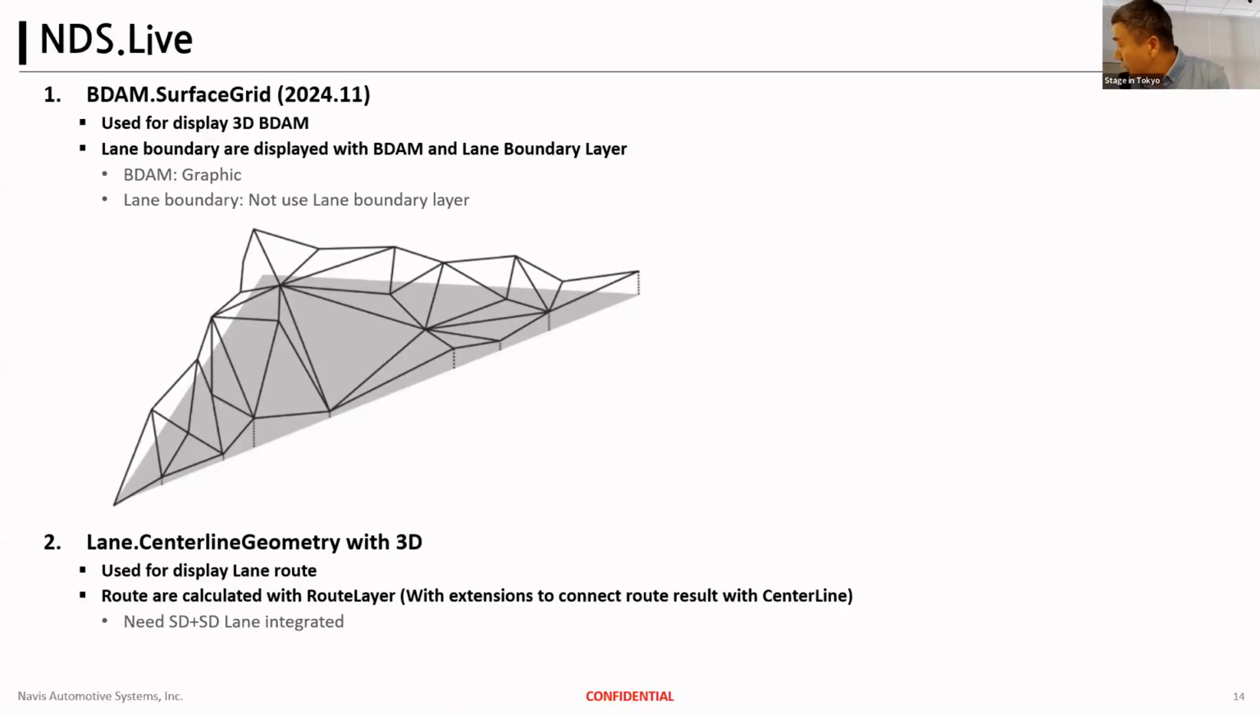And one thing different is the lane boundary itself. Currently we have the lane boundary information in 3D PDAM, not in the NDS Live format layer. So we draw the lane boundary from the PDAM layer, and unfortunately, we use the 3D lane geometry. And the route calculation comes from the route link layer. So we need to match between the links and them.